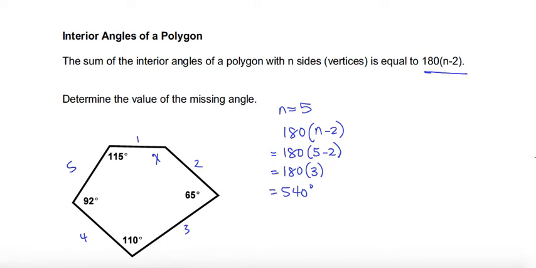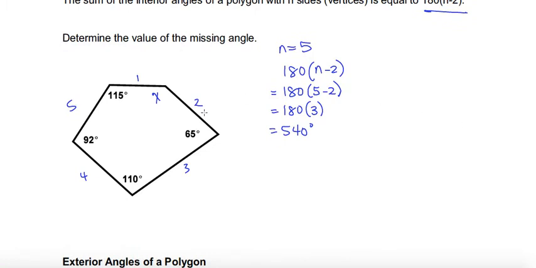So all of these angles inside here add up to 540 degrees. So what I could do is add them all up. I'm going to take my x. So x is equal to 540, take away 115, take away 92, take away 110, and take away 65.